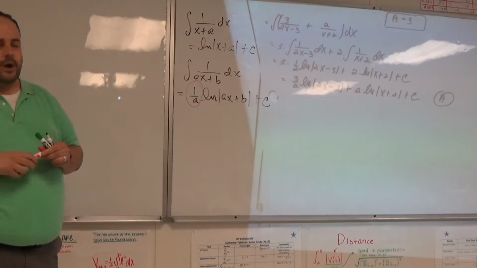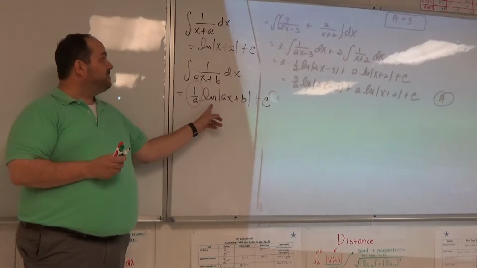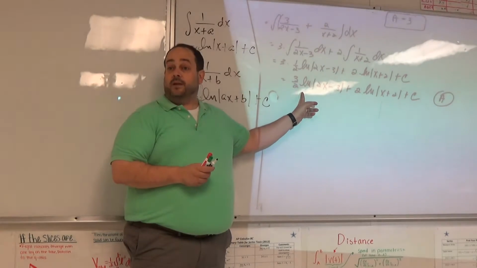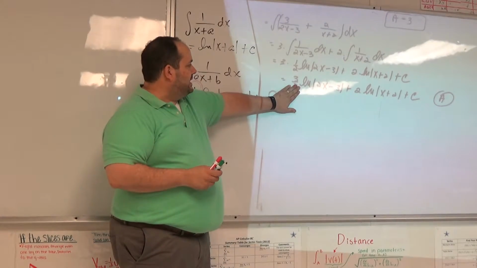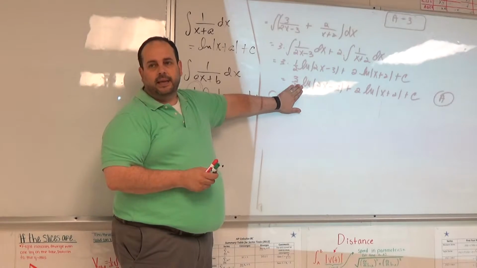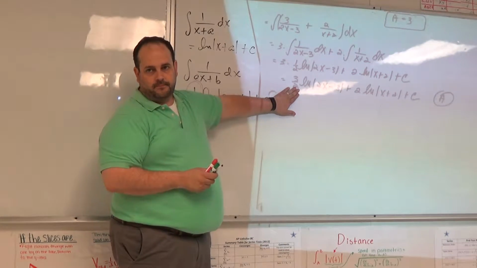What you needed was 1 half natural log 2x minus 3, and I bet they were ready for you. Is that the popular wrong answer, 3 natural log 2x minus 3? Yeah, that's why. It's the half that you're missing.